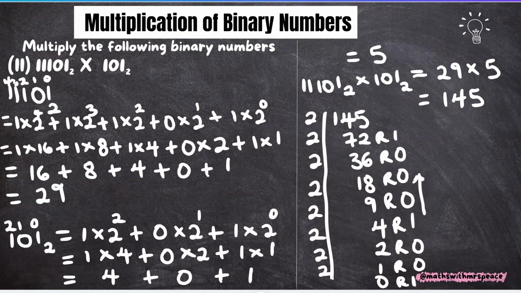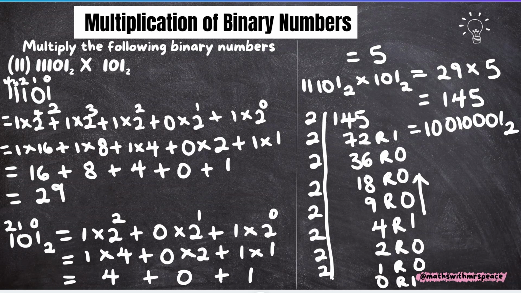I'm just going to use a short arrow to show you the direction. So you're going to write it from down to up. So I'm going to just try and write that now. 145 in base 2 is going to be equal to 1, 0, 0, 1, 0, 0, 0, 1 base 2. And that is our final answer.